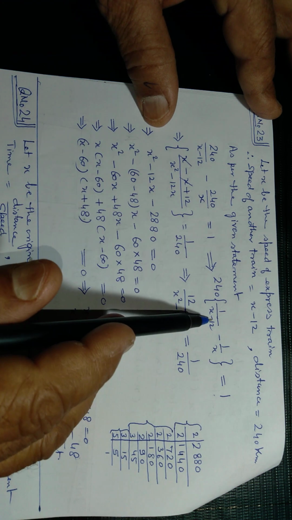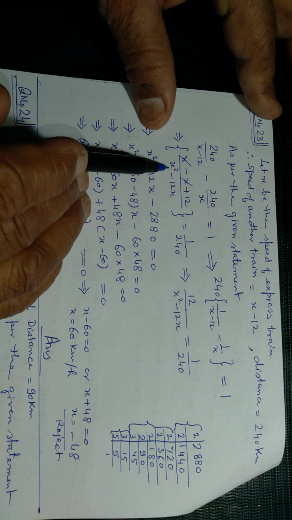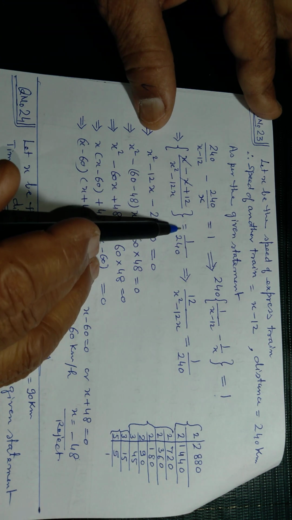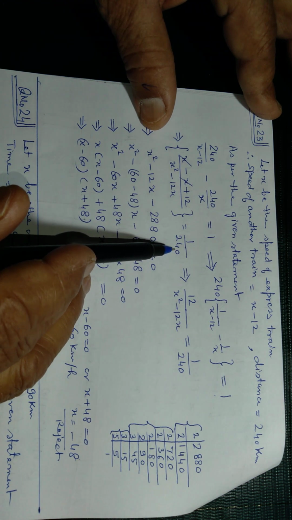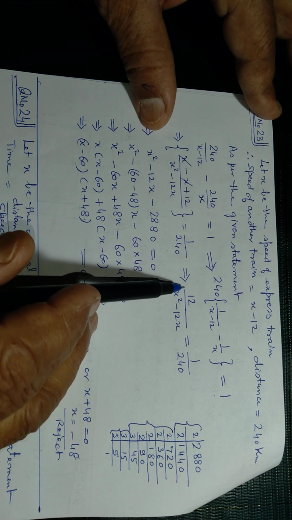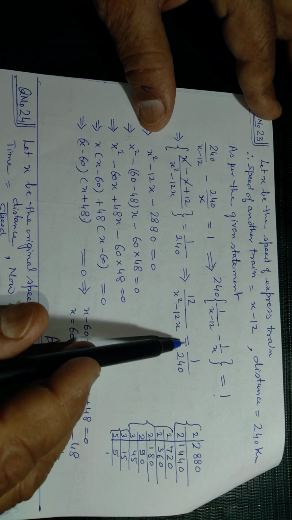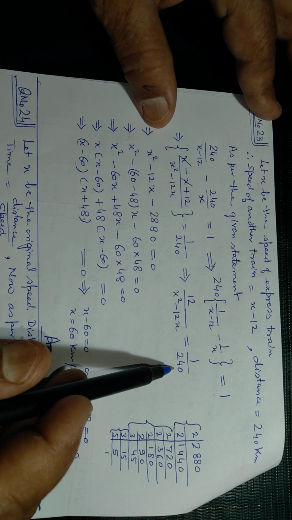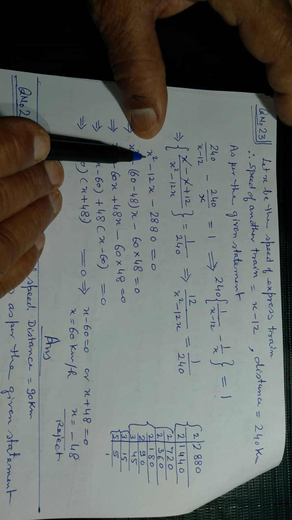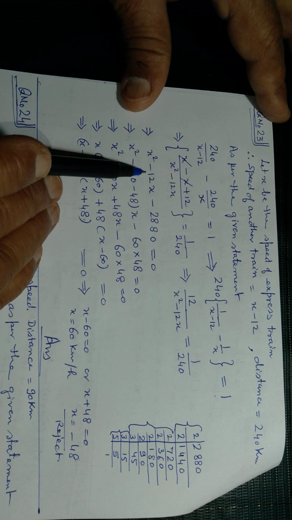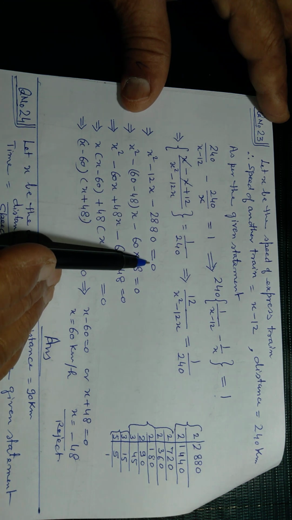In solving this bracket, we will get x minus x plus 12 whole upon x square minus 12x, equal to 1 upon 240. Further solving it, we will get 12 upon x square minus 12x equal to 1 upon 240. See, the required equation will be x square minus 12x minus 2880 is equal to 0.